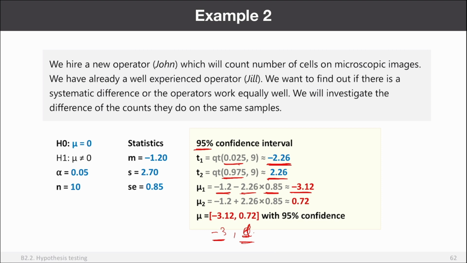So because we don't see this clear difference, that's another way to support null hypothesis in this case, right? So the confidence interval crosses 0, and therefore we don't see evidence, with 95% confidence at least, that there is a systematic difference between John and Jill.